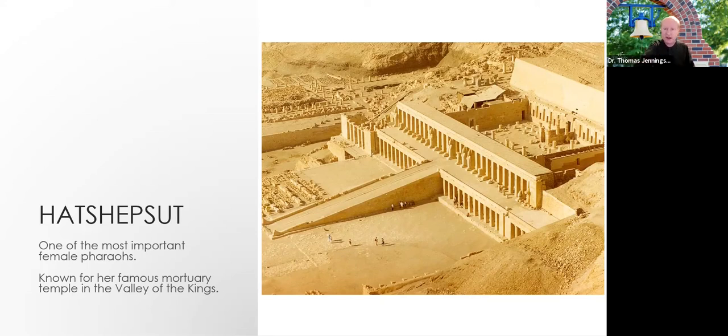And you could see the incredible size of this tomb. Hatshepsut's tomb is literally a recreation of her entire palace exactly as it was, just for the afterlife, fully furnished. So it's an incredible structure.